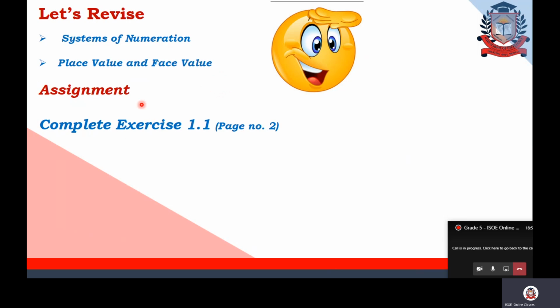Good. Let us see today's assignment. Today's homework: complete exercise 1.1. Open your textbook, exercise 1.1, page number 2. You can see a table where you have to fill the digits in the respective place value chart. Okay, that we have already done.